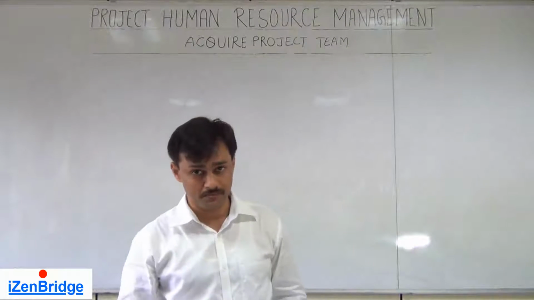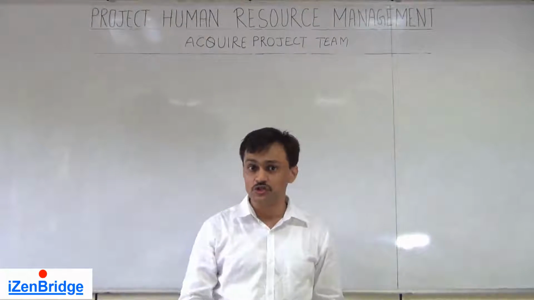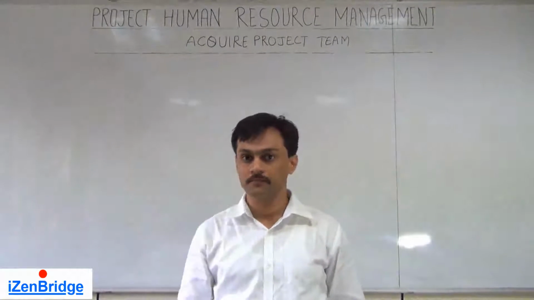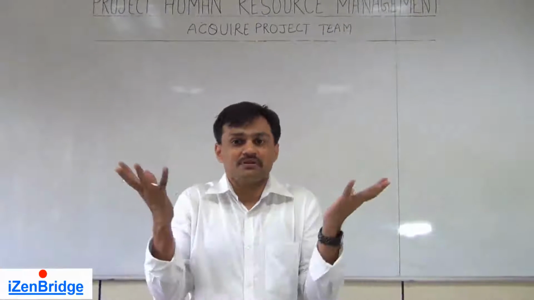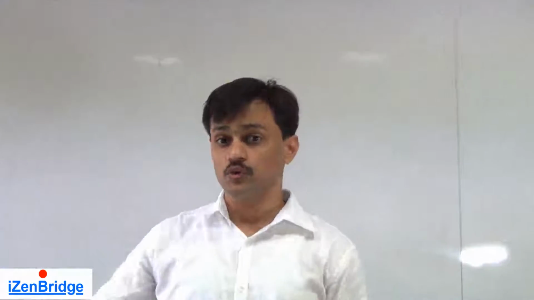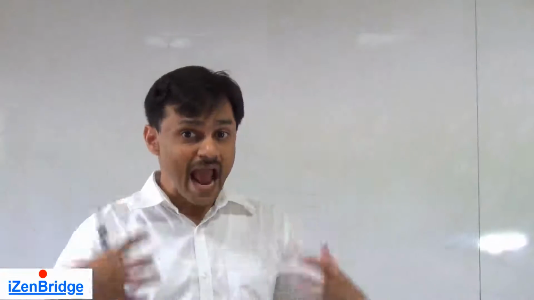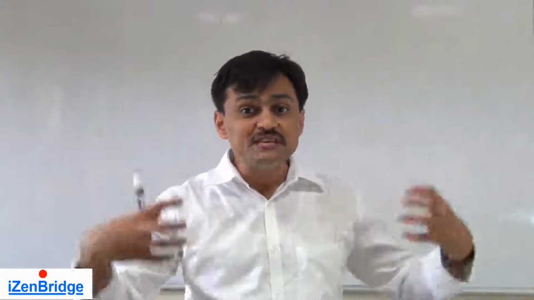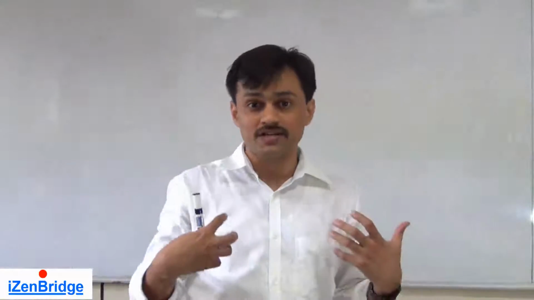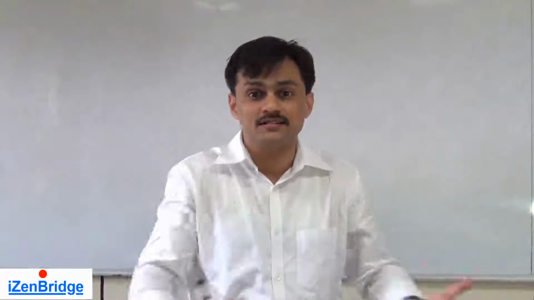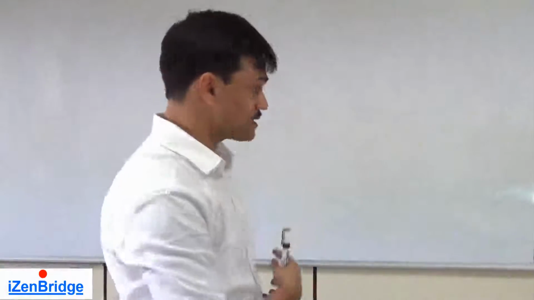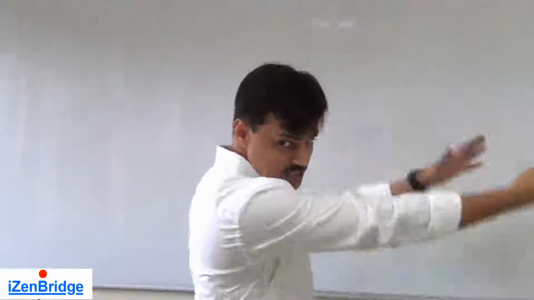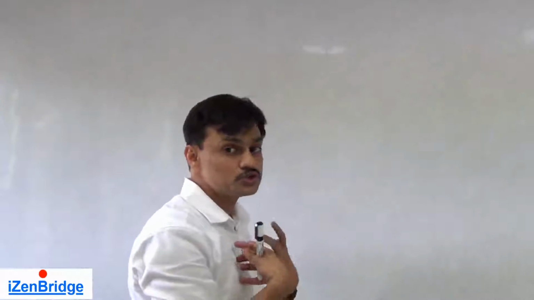Acquire project team. First, executing process group process. This process gives us people. We start with the requirement, but we end by getting people assigned to our project, because in this process we acquire human resource. So let's look at the inputs and the process of acquiring human resource for our project.